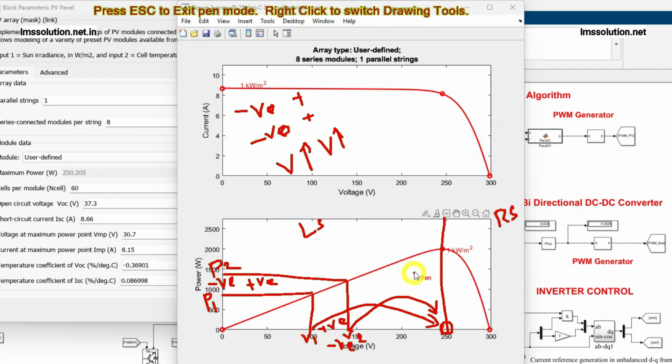Here we need to increment the voltage, and here also we need to increment the voltage. And now the right side. I'm going to consider these 2 points. Here also this one is V1 and this one is V2, and this is P1 and this one is P2. So I'm going to find the difference, V1 minus V2.